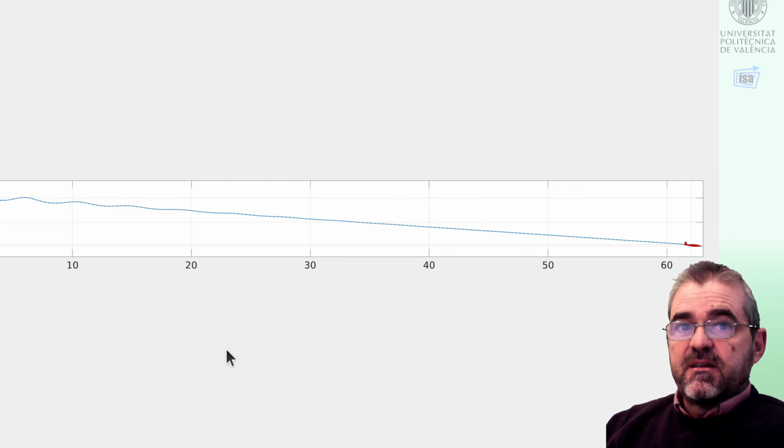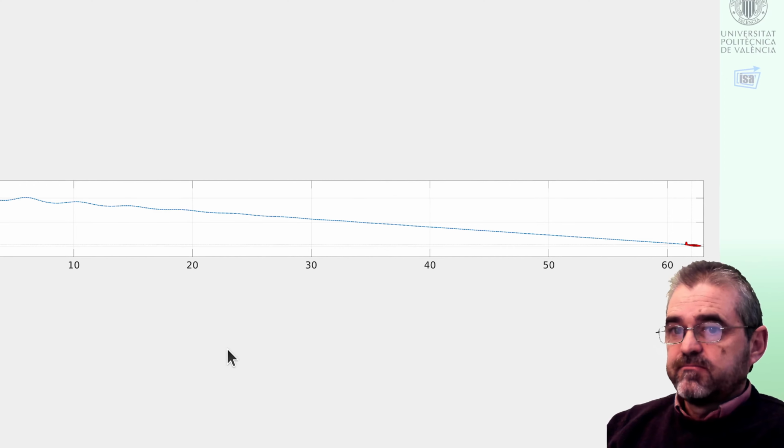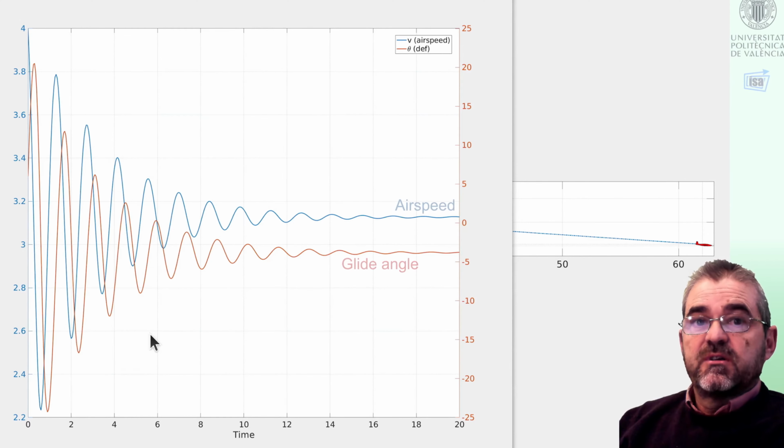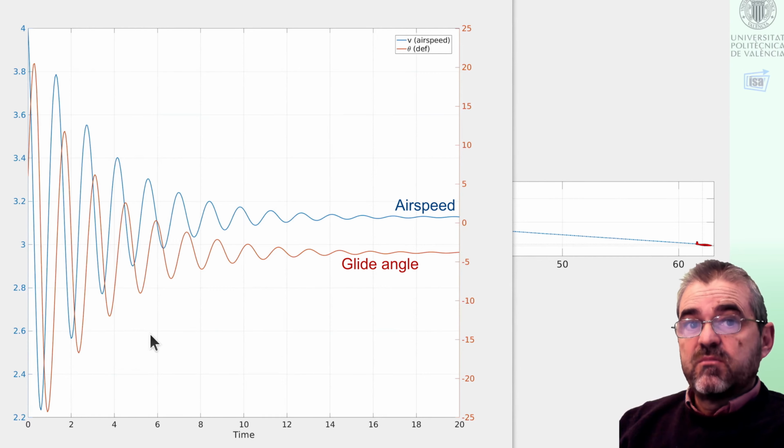This is the XY animation, and here we have a look at the airspeed in blue and the pitch angle in red. So speed stabilizes around 3.15 or something like that, and the gliding angle stabilizes at -4 degrees.